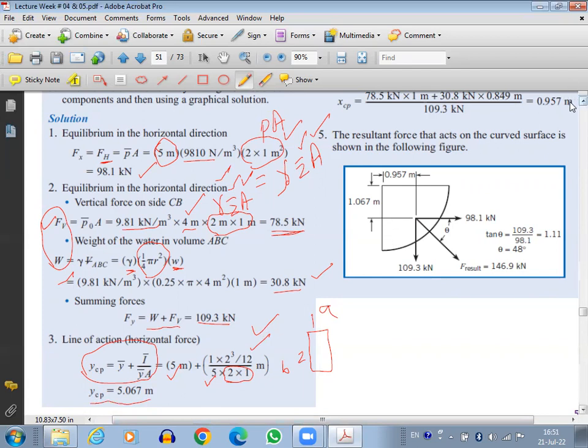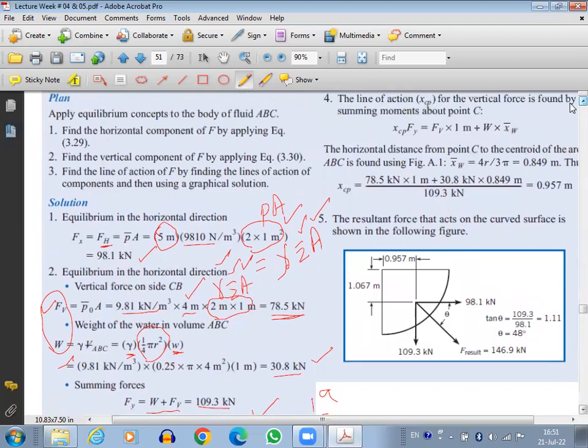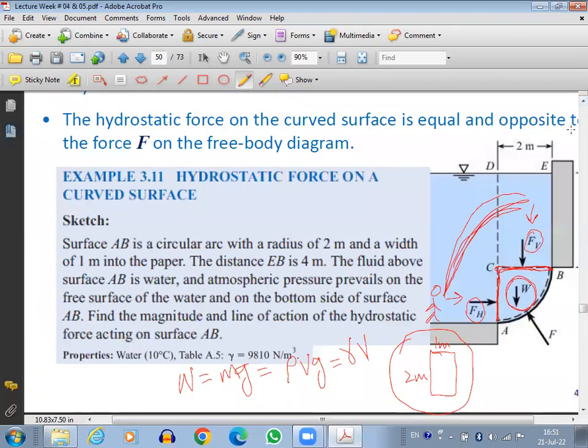So now we have figured out, for the case of the horizontal component of the force, the exact location of the application of the force. But for the case of the vertical component, now we have to use the lever rule. Why? Because there are two vertical forces and both are acting at different points. The vertical hydrostatic force is acting exactly at the center of this projection. But we also have a weight. Where will the weight be acting? Weight will be acting at the center of gravity of this quarter circle, and the center of gravity of the quarter circle is not the same point here.